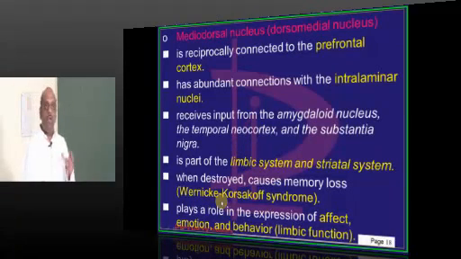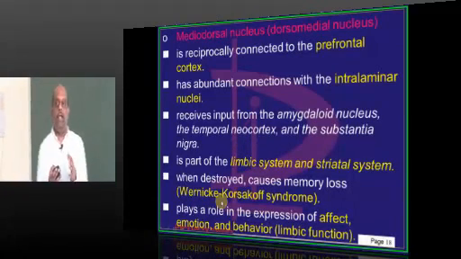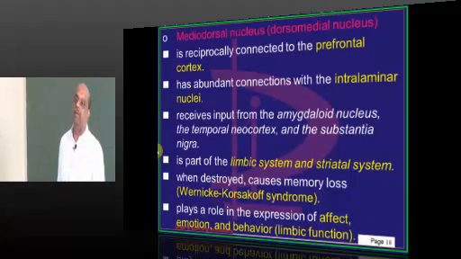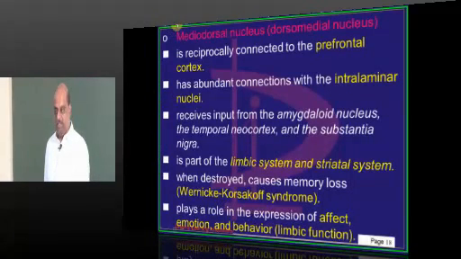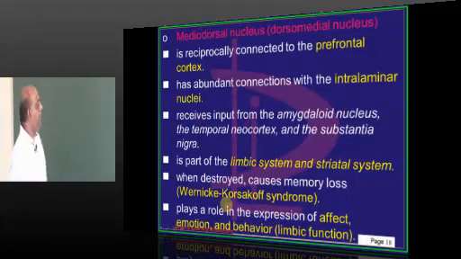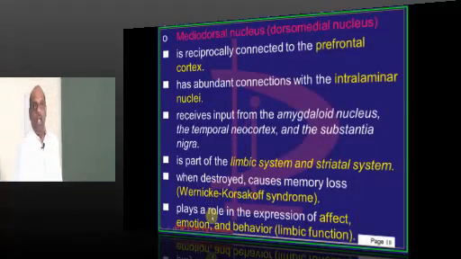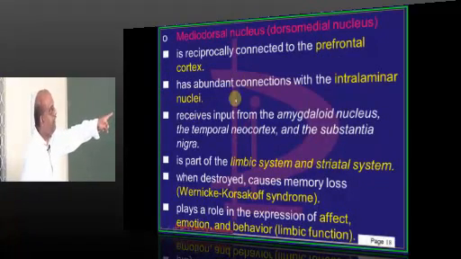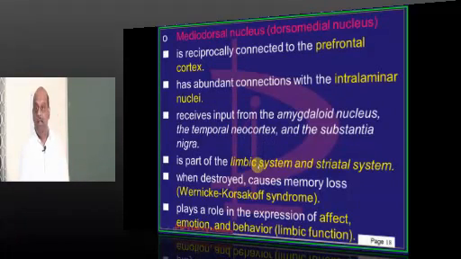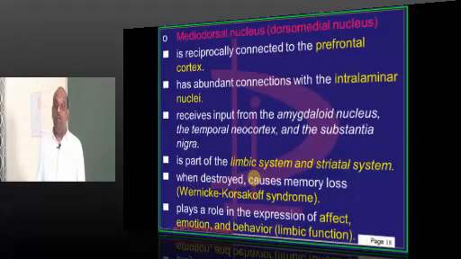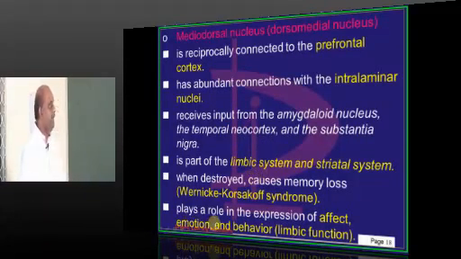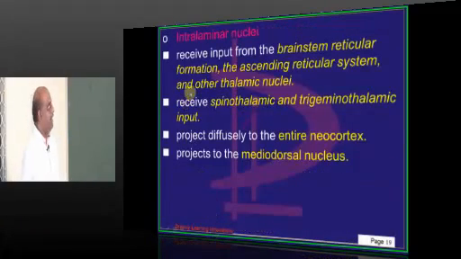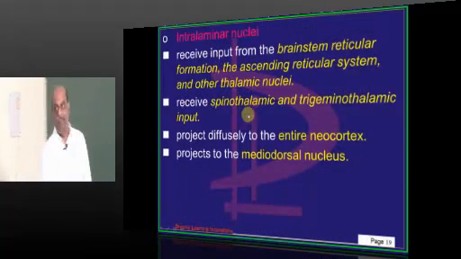And whenever this dorsomedial nucleus is destroyed, what will happen? Will it be destroyed in any situation? Yes, sir. In Wernicke-Korsakoff syndrome, it typically becomes destroyed. And because of its extensive connections with the prefrontal cortex and the amygdala, the dorsomedial nucleus has a very important effect on our mood, affect, emotion and behavior. This needs to be remembered.